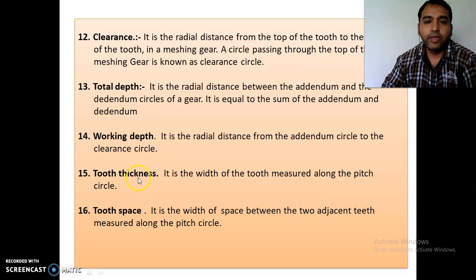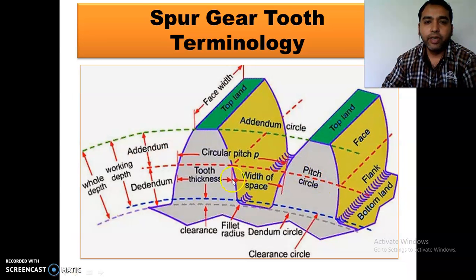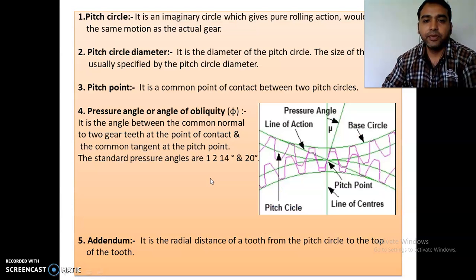Now, tooth thickness. It is the width of the tooth measured along the pitch circle. This is the tooth thickness. Okay. The distance from this point to this point, which is measured along the pitch circle, that thickness is called as tooth thickness.